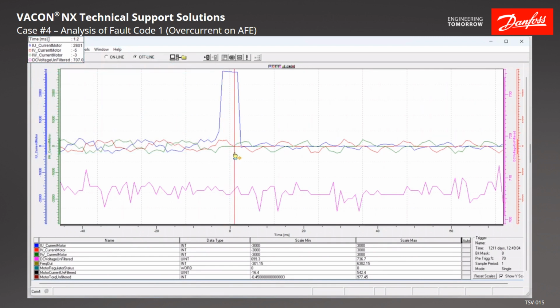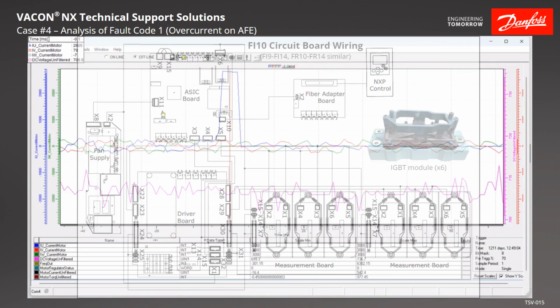Now this is pretty obvious false current. This won't really happen, especially on a regen drive, where we just got a massive spike of current, and then all of a sudden it just dies. So this is false current on the U phase feeding into the drive. And again, the false current generally on NX drives is coming from the current measurement boards.